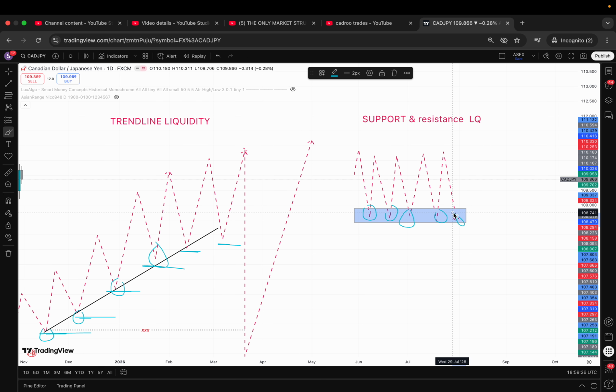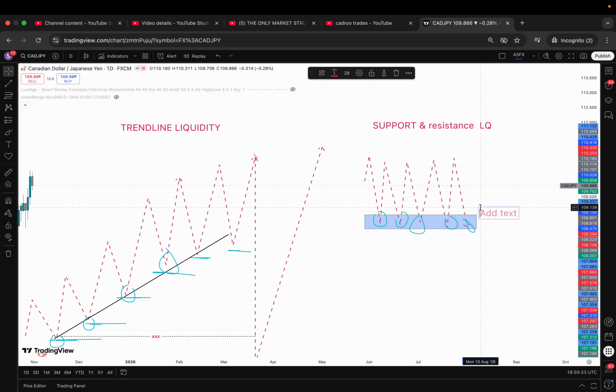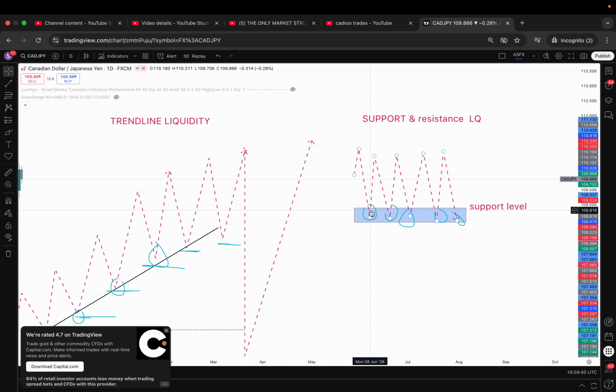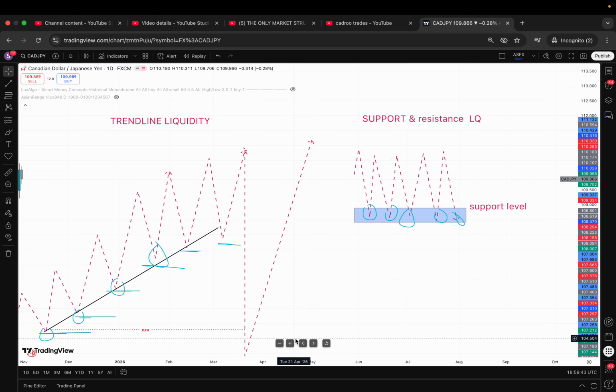So retail traders buy at support and they sell at resistance. This is called a support level. Whenever they see price respecting a certain zone or key level, they tend to buy, and their stop losses will be under this zone, because they believe that price has respected this zone once, twice, third time, fourth time, and fifth time.